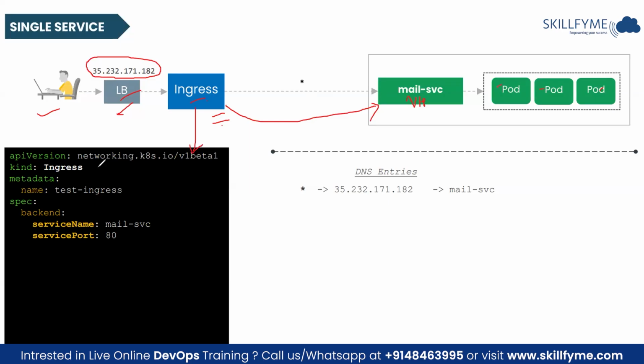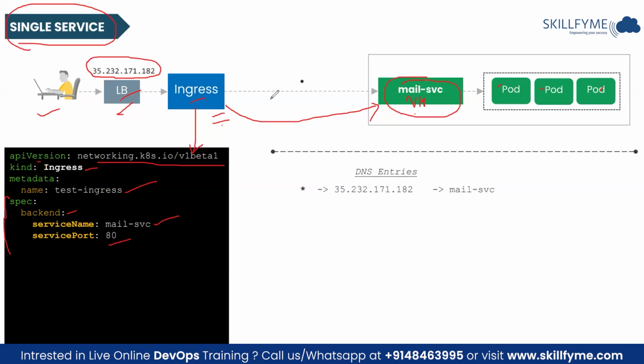We have kind as Ingress, the API version for this Ingress, and the name of that Ingress object. Under spec, we give the backend service name. This is the mail service, and this is the service port. For any simple, single service, I told you the Ingress rules can be simple or single service routing, or host-based or path-based routing. So for simple routing, this is the workflow.